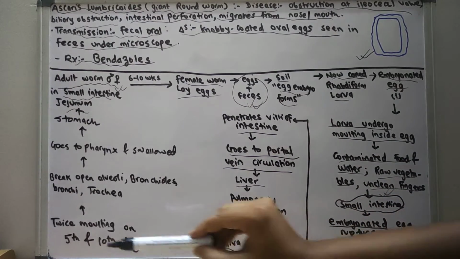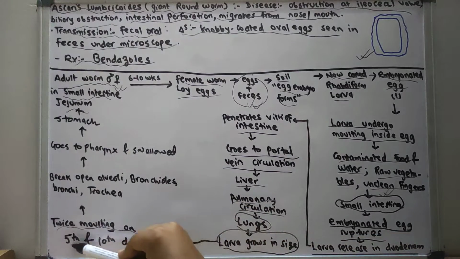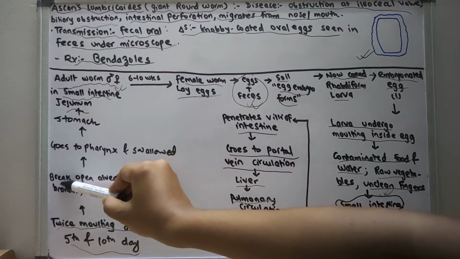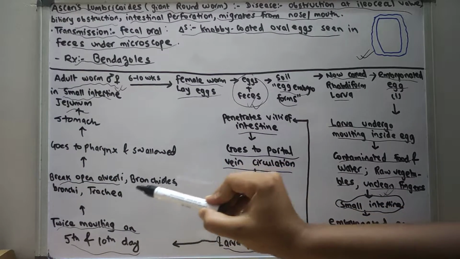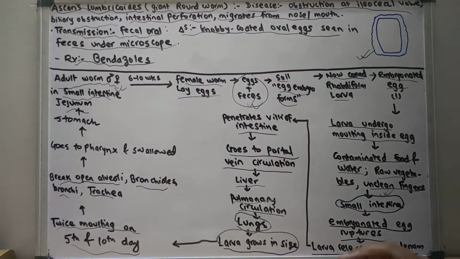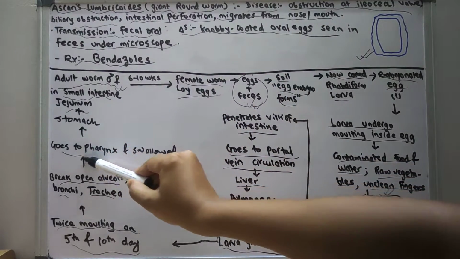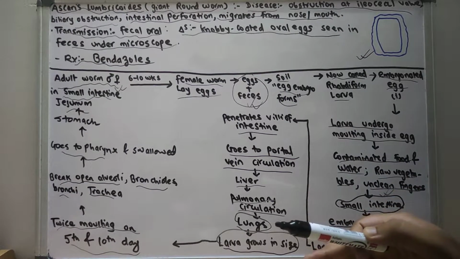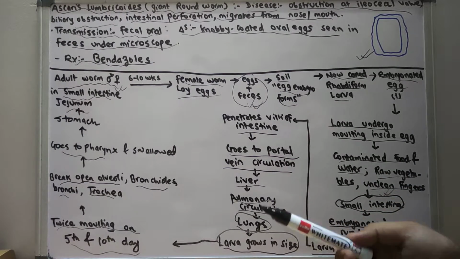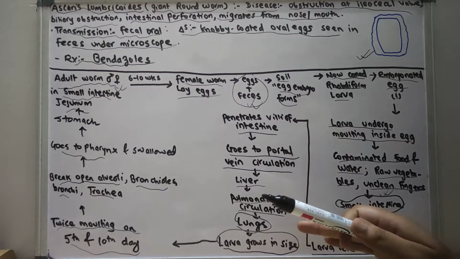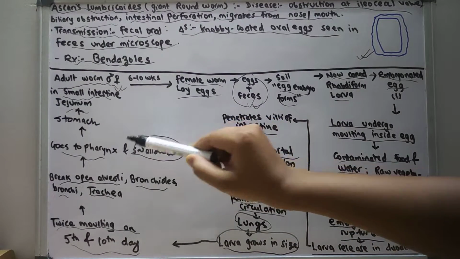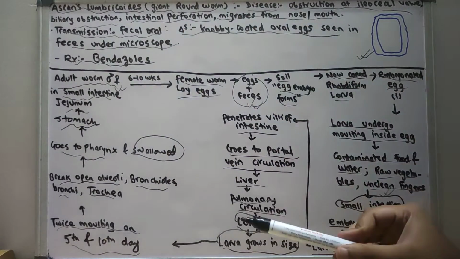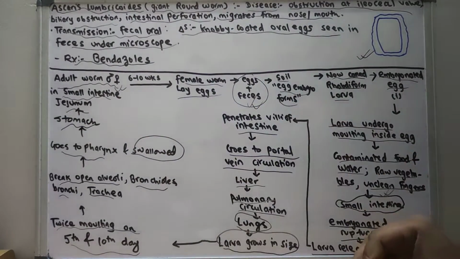In the lungs there is molting twice, on the 5th and the 10th day, and inside the lungs those larvae break open the alveoli, the bronchioles, the bronchi, and ultimately go into the trachea, and move towards the pharynx. And whenever the larva reaches the pharynx, we swallow it, and it goes through the esophagus towards the stomach, and that larva ultimately forms the adult worm in the small intestine.